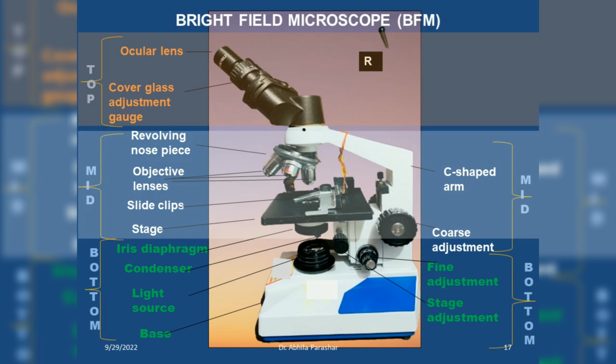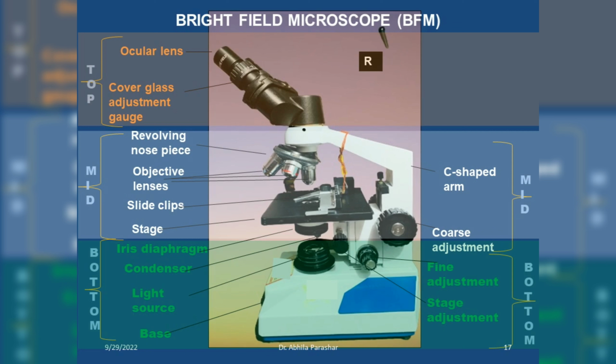So in the top part, there is an ocular lens, cover glass, and adjustment gauge. The second, mid part shows the revolving nose piece and objective lenses. The objective lenses are embedded in the revolving nose piece, along with slide lifts and the stage. And on the back side, the C-shaped arm is used to hold the microscope, and the coarse adjustment is used to focus the slide initially. In the bottom part, the iris diaphragm, condenser and the light source are there.